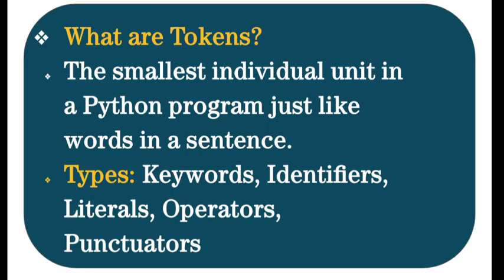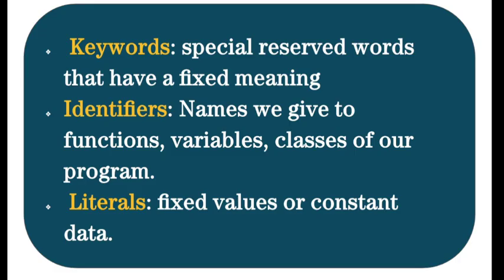What are tokens? Tokens are the smallest individual units in a Python program, just like words in a sentence. The different types of tokens are keywords, identifiers, literals, operators, punctuators. In the last session, we discussed the first three: keywords, identifiers, literals.